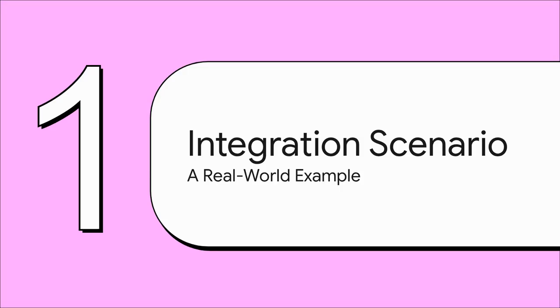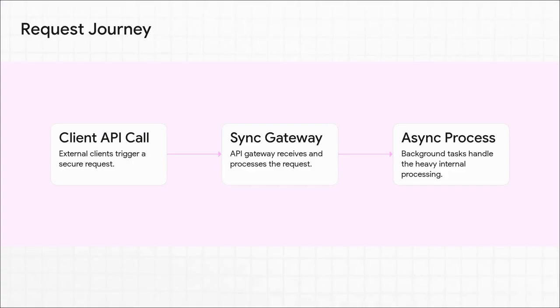So, Section 1, the Azure integration scenario. To really wrap our heads around these cloud patterns, we need to ground this in the real world rather than just looking at abstract ideas. Think about a typical e-commerce setup. Step 1, you've got external clients making an API call, like placing an order. Step 2, that request hits a synchronous API gateway expecting an immediate, secure acknowledgement.